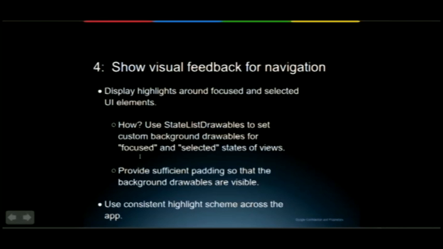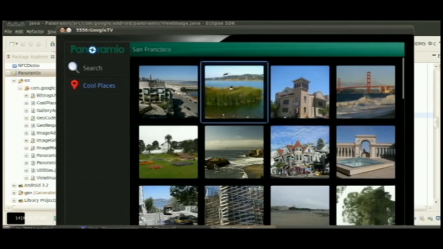It is also important to give the user some visual feedback when they are navigating the app. Layout controls which receive focus should show some highlight or animation to indicate that they are focused. Similarly, controls which are selected or checked should also show some visual indication. Also, focus and select highlights should be easily visible. Back to Panoramio, I'm using blue focus highlights. Also, I'm using a padding of about 10 dp so that each highlight is clearly visible.